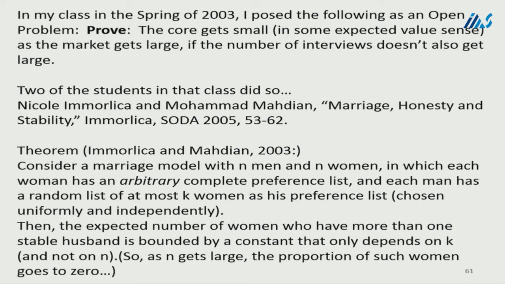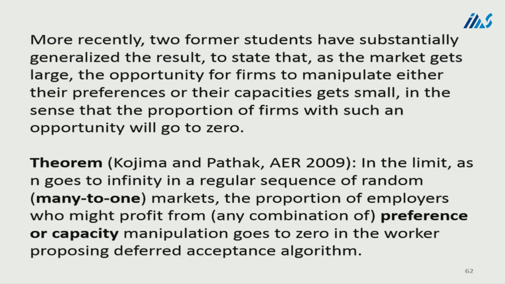It didn't get proved until some computer scientists proved a simple version in 2005 that says when you have short preference lists, the set of stable matchings will get small. And Fuhiro Kojima and Parag Pathak in 2009 extended the argument to many-to-one, to a more germane model. And there the story is the incentives are not as closely related to the size of the set of stable matching, but they show that as the market gets large, it becomes hard to manipulate whichever side you're on.